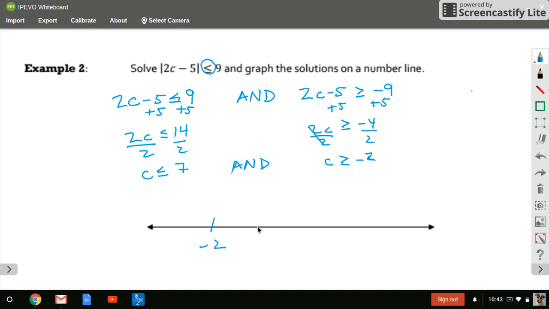So going ahead and graphing these. We have a closed dot at both of them because they're equal to. And because it is an and statement, we will connect the dots.